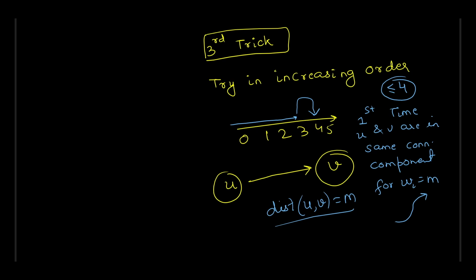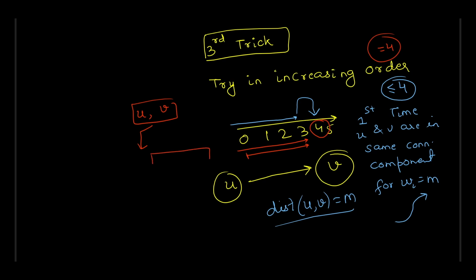But we already tried everything that was less than or equal to 4, and in all of these cases u and v did not get connected. So this means that this is the first time they are being connected, so max has to be equal to 4. So this is the third trick. In this manner you can see that for a given pair u comma v, you can iterate over everything in increasing order and you can compute their distance.